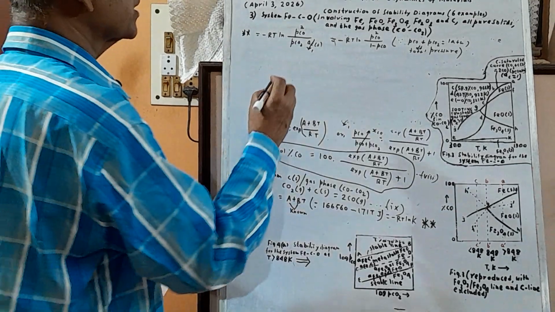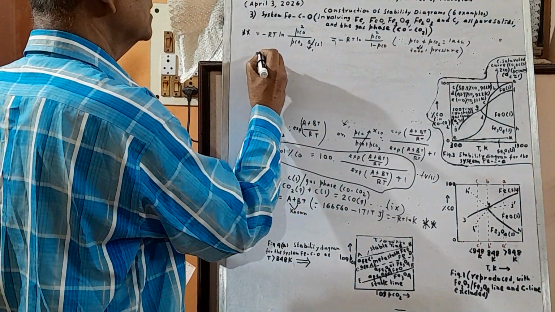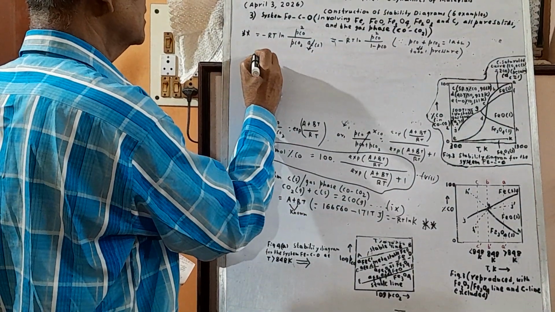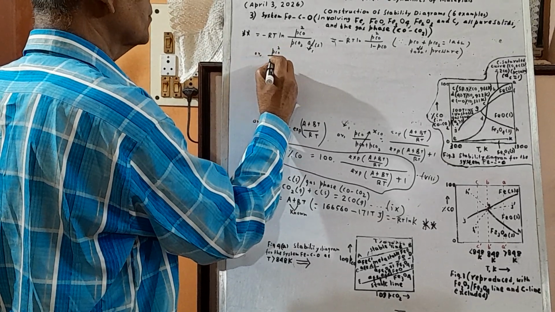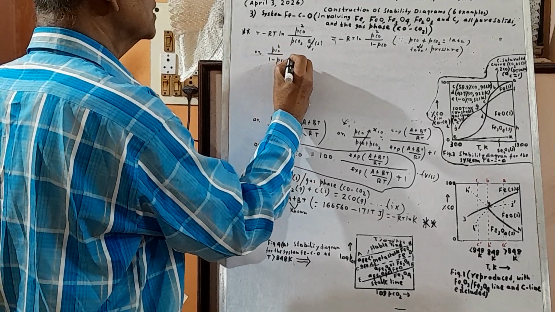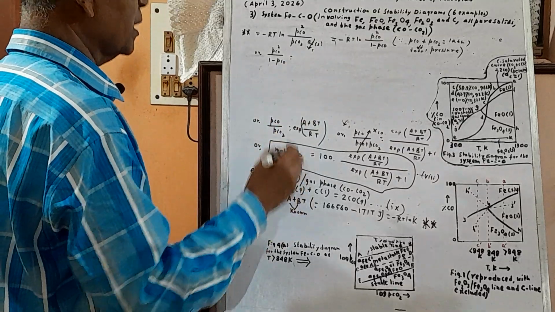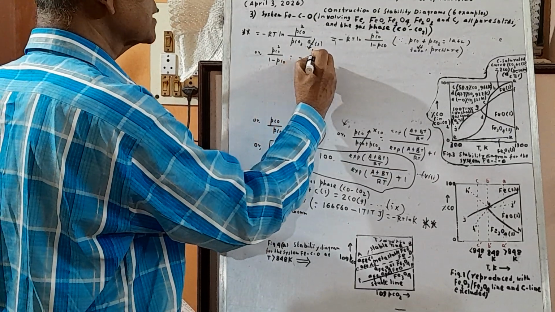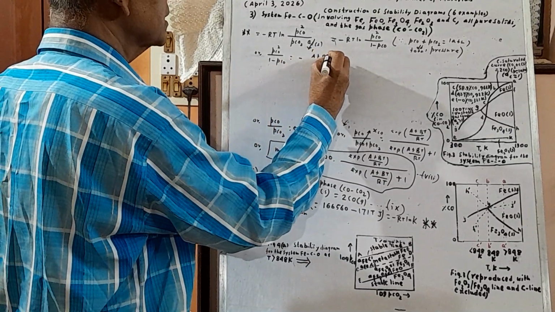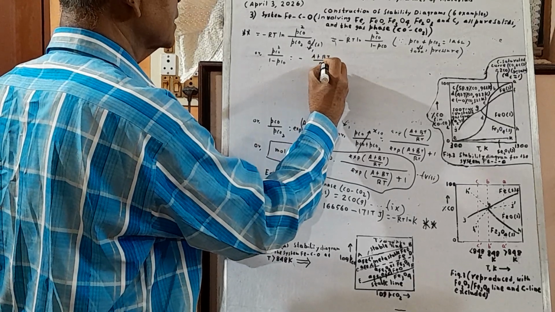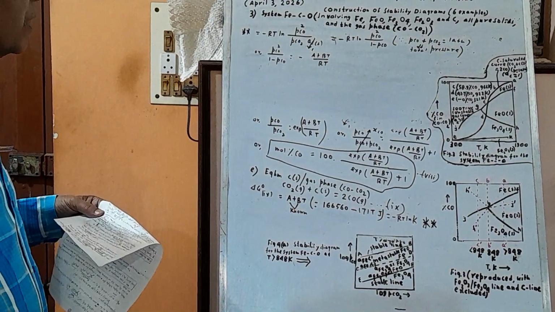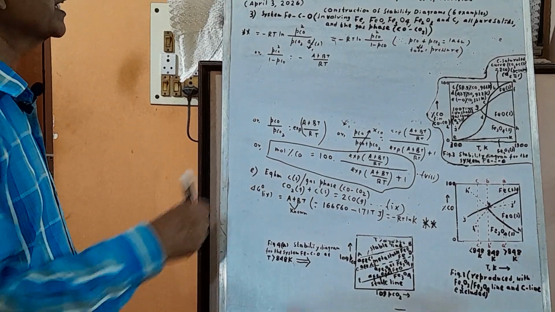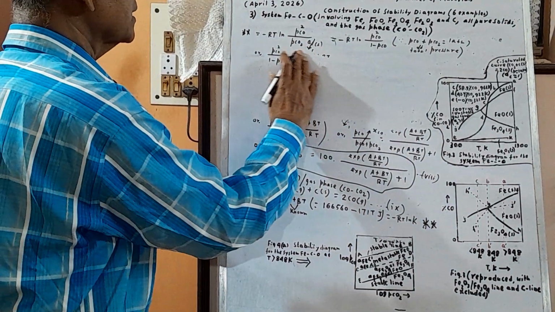Once it is this, PCO squared over 1 minus PCO is what? Minus A plus BT by RT. Do you agree with me? No, you don't agree, because there is a ln there, so the exponent is there.